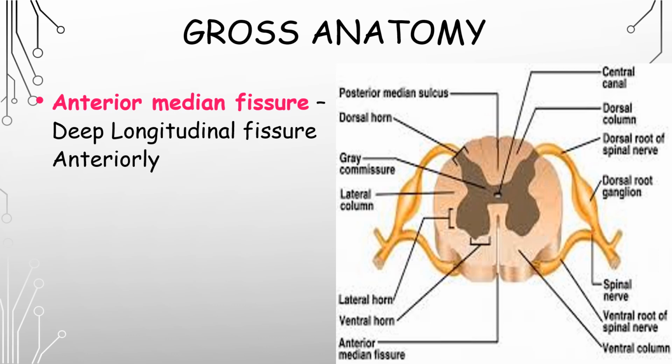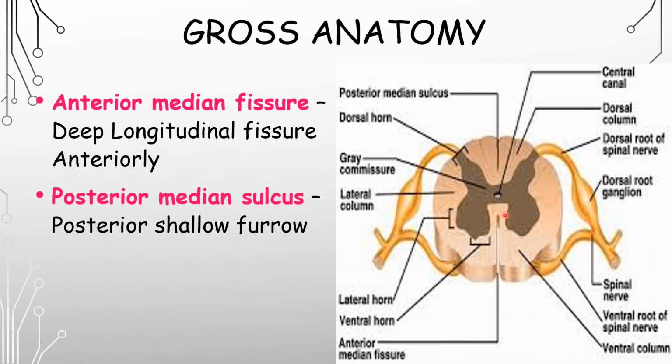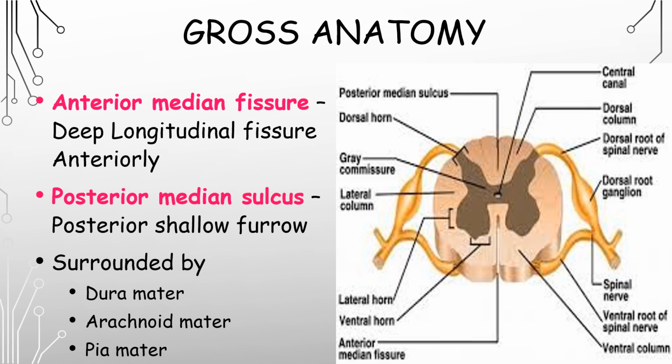Gross anatomy. The cord possesses in the midline anteriorly a deep longitudinal fissure, which is called the anterior median fissure, and on the posterior side there is a shallow furrow. You can see, this is called the posterior median sulcus. The spinal cord is surrounded by three layers as in the brain: the dura mater, arachnoid mater, and the pia mater.